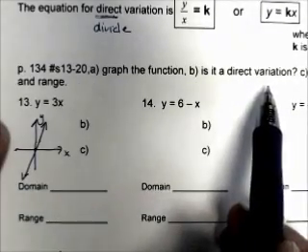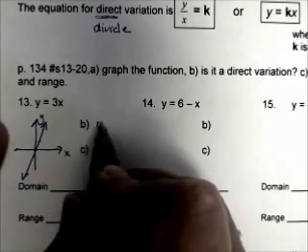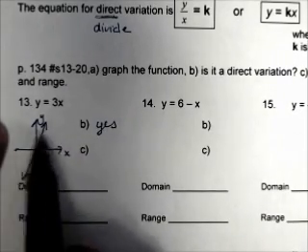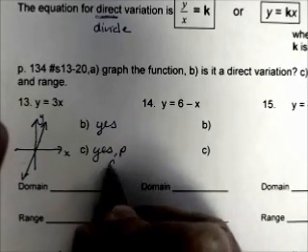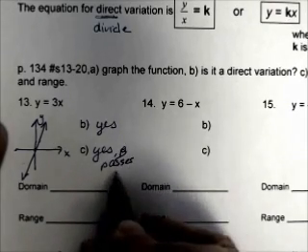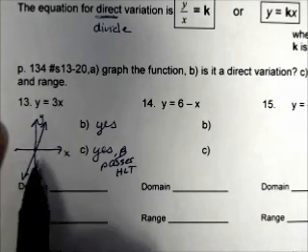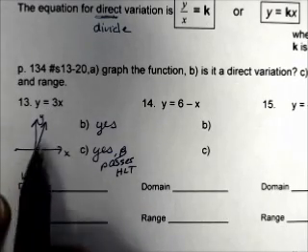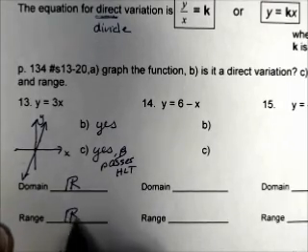Is it a direct variation? Is it a line that passes through the origin? Yes, it is. Is it one-to-one? Does it pass the horizontal line test? Yes, it does. It passes the horizontal line test. What's the domain? It keeps going downward to the left, upward to the right, so the domain is all real numbers. Same for the range, all real numbers.